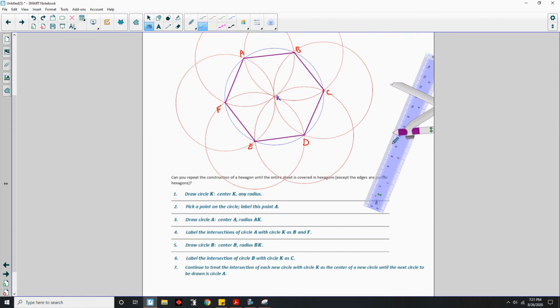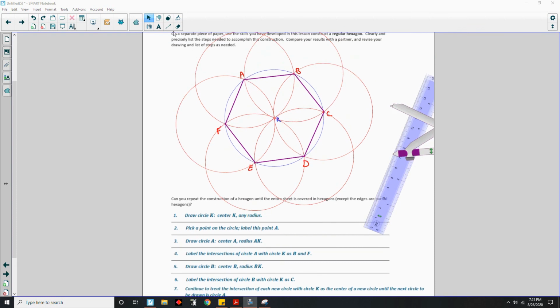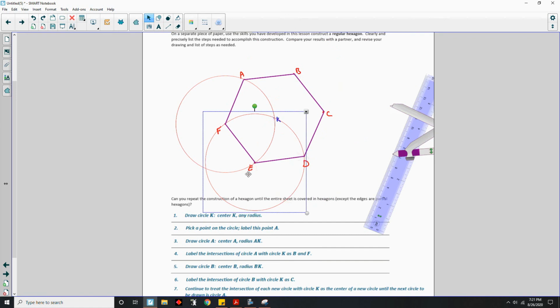Move my ruler, and there is my hexagon. So what is my last step? What am I going to say? Okay, so I say draw segment AB, segment BC, segment CD, segment DE, segment EF, and segment FA. So there is my hexagon. Now I'm going to take a moment here and delete all my circles just to show you what this would look like after we get rid of all of our construction marks. And boom, there is a hexagon where all the sides are congruent and all the angles are congruent.